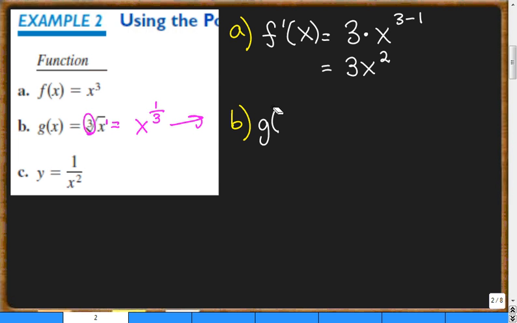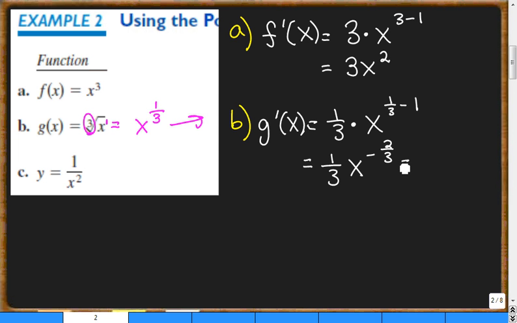You would get g prime of x equals 1/3 times x to the 1/3 minus 1. Now, a lot of people end up making a mistake on this part here, so make sure that you are subtracting the 1 correctly. You can go ahead and think about it as 3/3 if you want, but really it's just the number 1. So you should end up with 1/3 x to the -2/3.